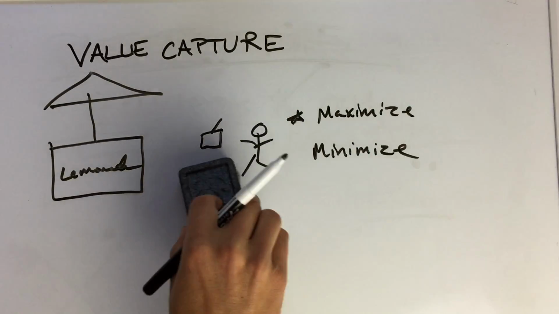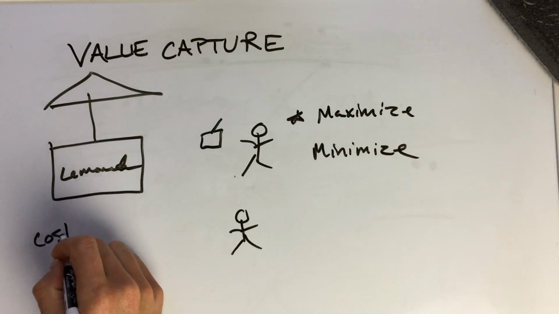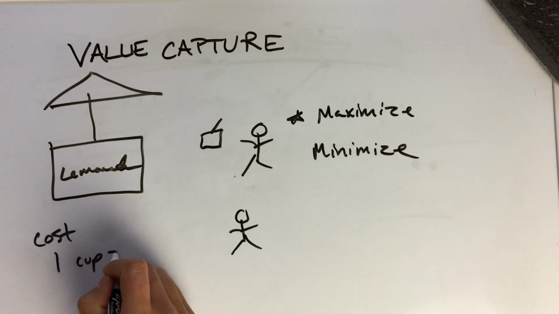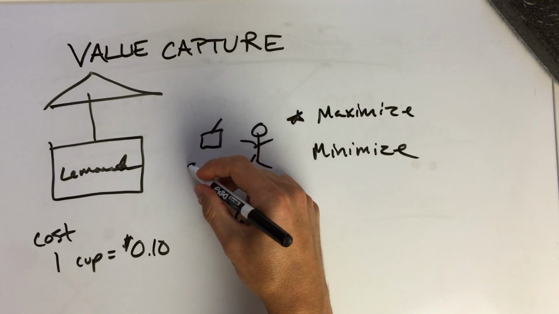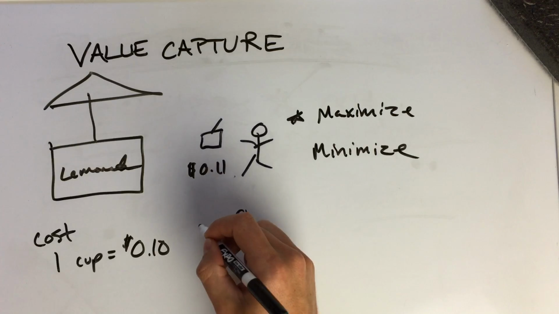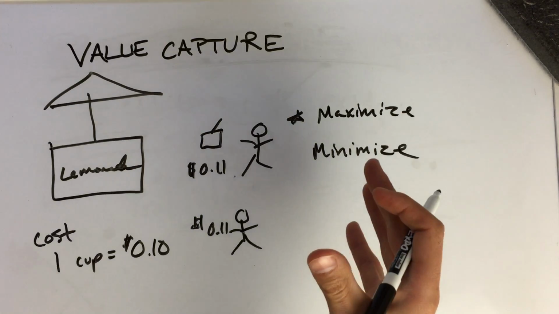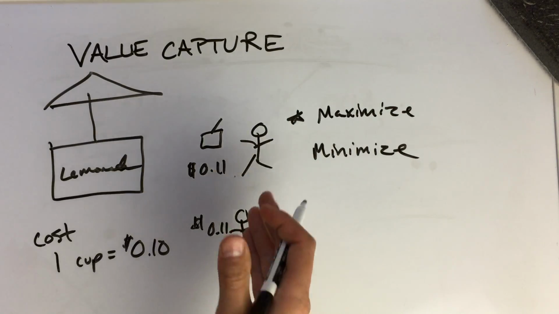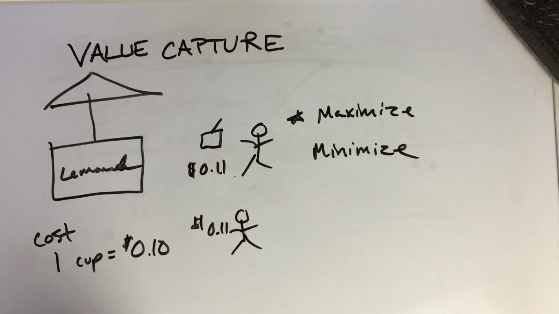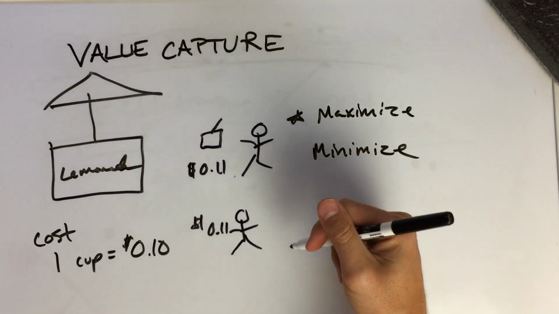If you minimize the value you're trying to capture from these people, you'd probably actually think about your own cost to make one cup. And maybe your cost equals, let's just say 10 cents. The minimize strategy is then, let's charge this guy 11 cents and this person 11 cents. You are minimally, incrementally above your cost, just trying to capture as little value as possible. Why would you do that? Well, at a lower cost, you're probably the lowest cost lemonade in the town, and you're probably going to get more customers with lower prices, so your volume is going to go up.